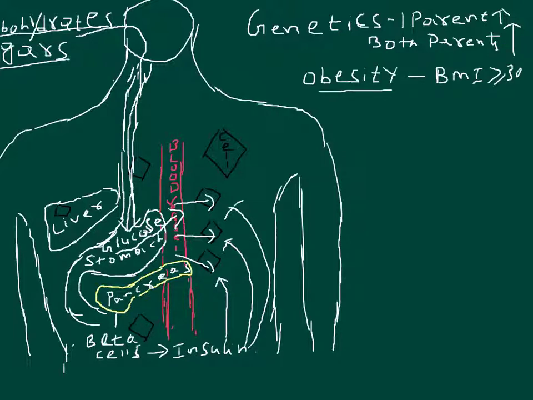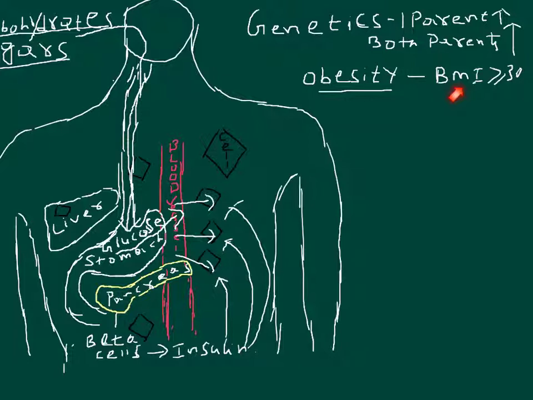And then obesity plays a major role in diabetes type 2. If body mass index BMI is greater than or equal to 30, then it can be considered as obesity. BMI, which is body mass index, can be calculated through BMI calculators available on the internet.